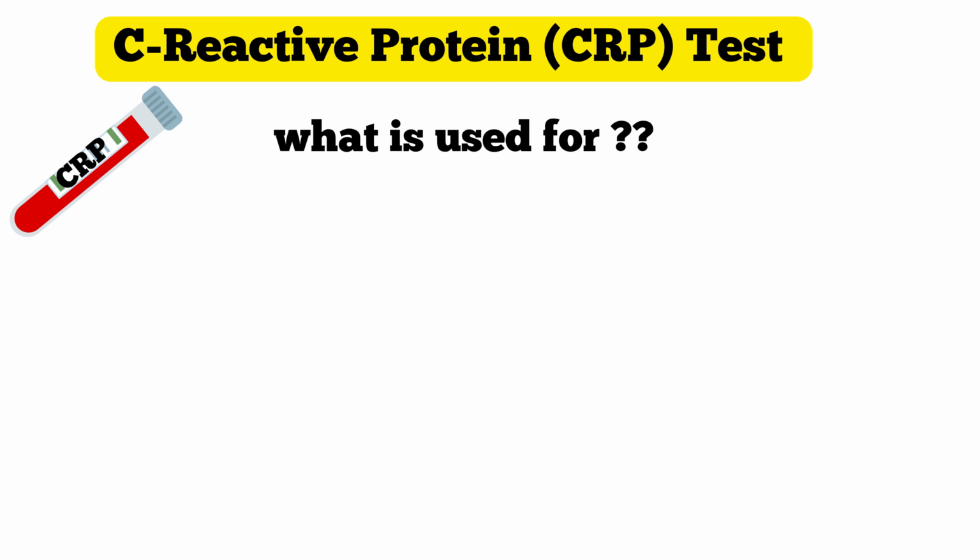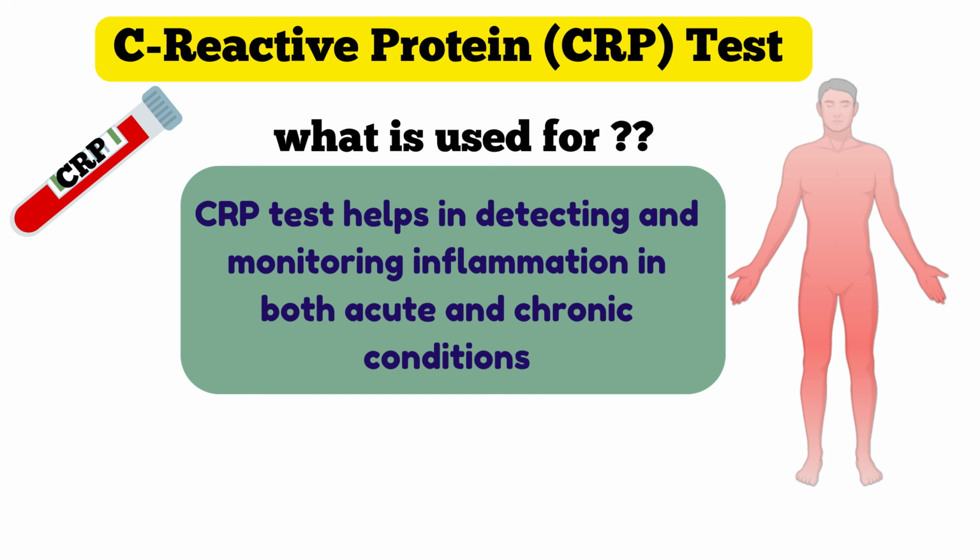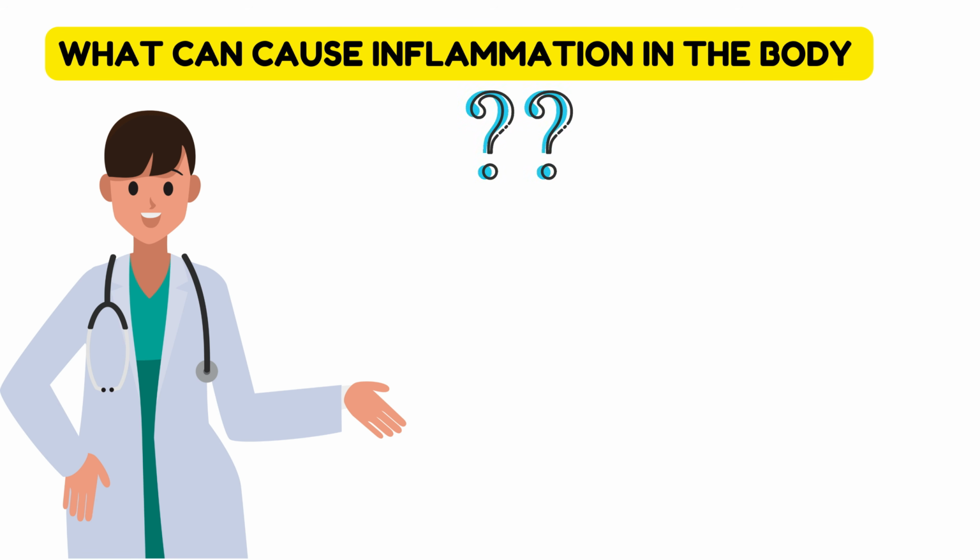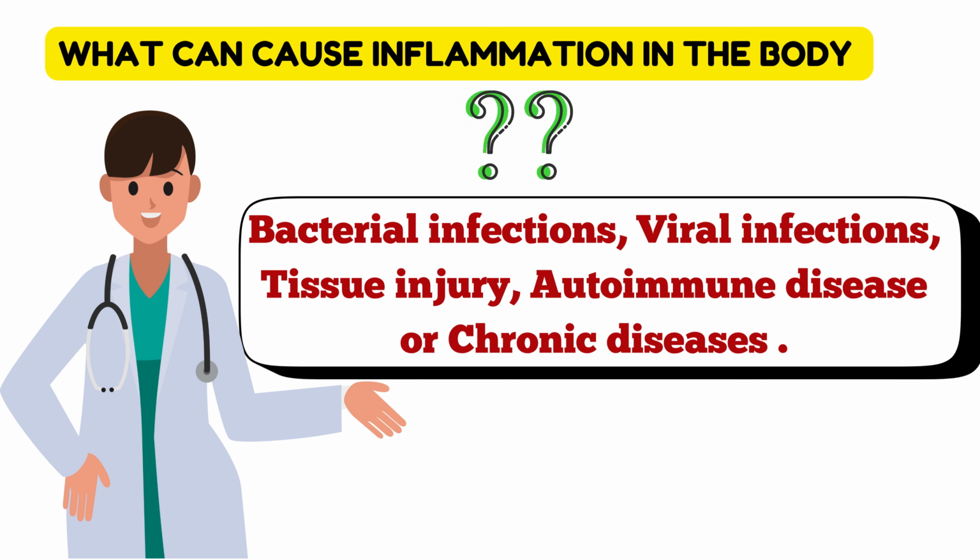So what is the CRP test used for? It is used to monitor the inflammatory status of our body. It helps doctors find out if there is any inflammation inside our body and how severe it is. So why does inflammation happen in the body? This inflammation can occur due to many reasons, such as bacterial infections, viral infections, autoimmune diseases, tissue injury, chronic diseases, and many more.